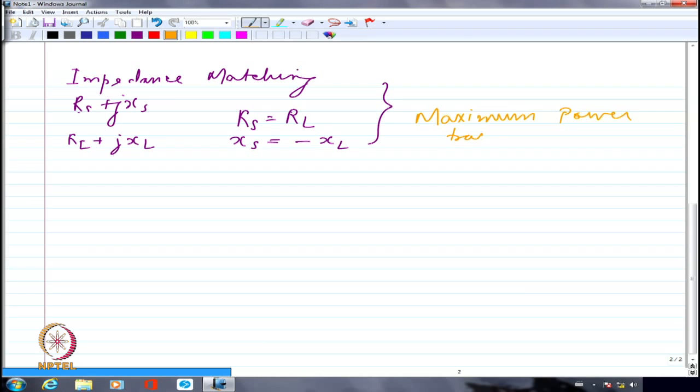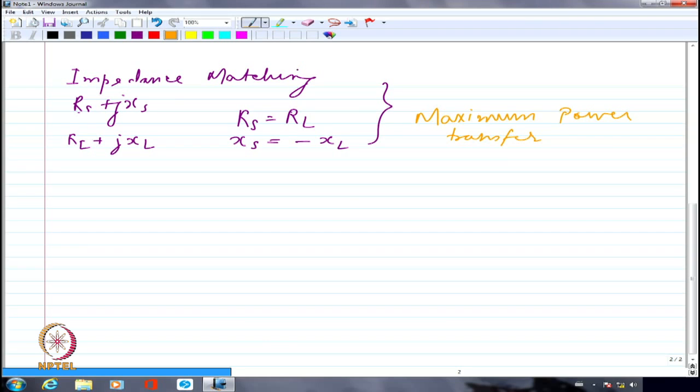Right? So whenever I have an intervening transformer between a source and a load, I will be able to create a situation as though the load impedance and source impedances are being matched, depending upon the turns ratio. You guys know that from the secondary side, whatever is the impedance, I can look at it from the primary side as (N1 by N2) the whole square multiplied by whatever is the impedance on the secondary side.